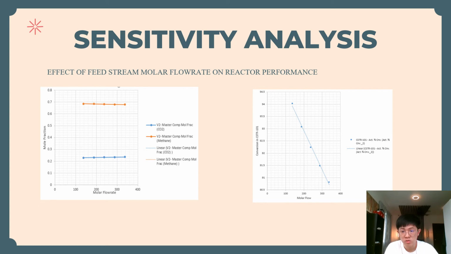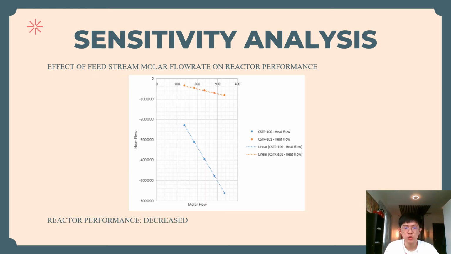And as you can see on the right here, the conversion in the second reactor, CSTR 101, has also drastically decreased, which is indicative of the negative impact of increasing the molar flow rate of the feed stream. Fluctuations in the heat flow in both reactors were also observed as a result of an increment in the molar flow rate of the feed stream.